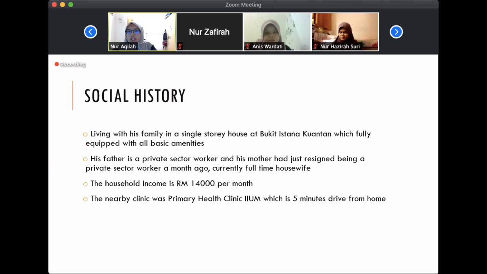Then for social history, the child was living with his family in a single-story house at Bukit Istana, Kuantan. His father works as a private sector worker, and his mother is currently a full-time housewife. The household income is about 40,000 per month. And the nearest clinic is the primary health clinic, which is 5 minutes away from home.